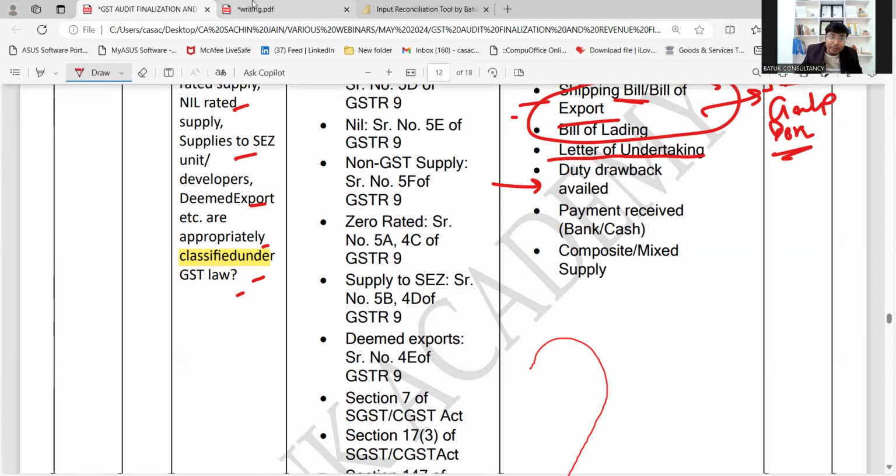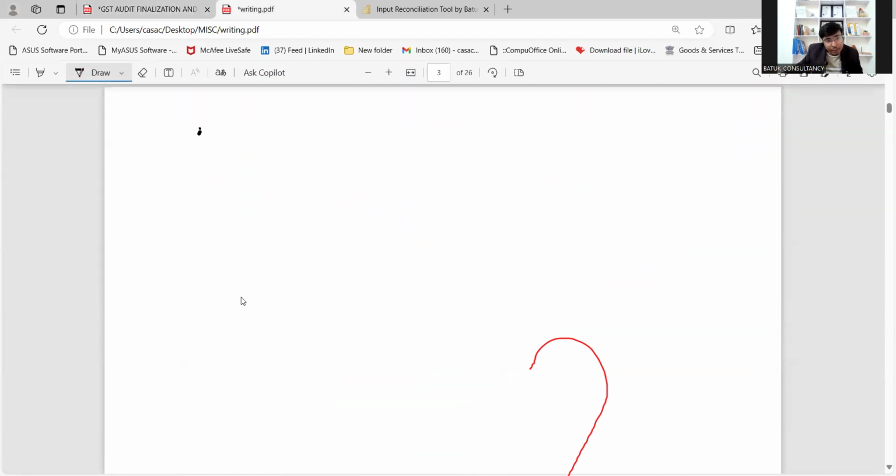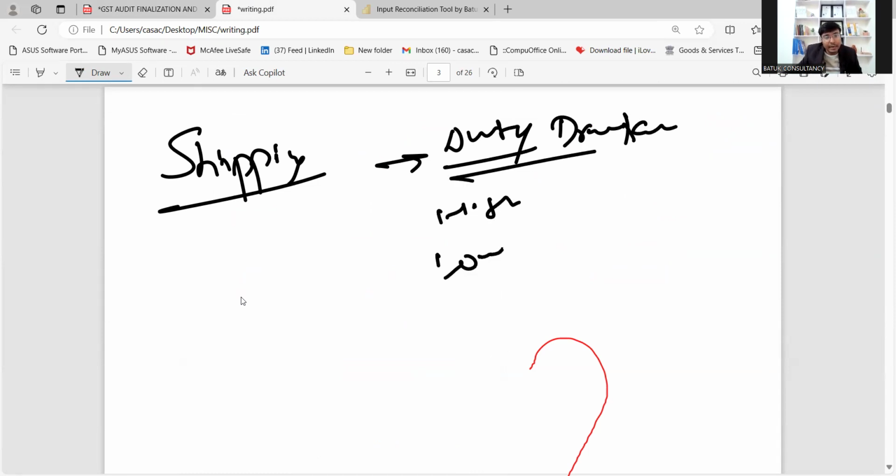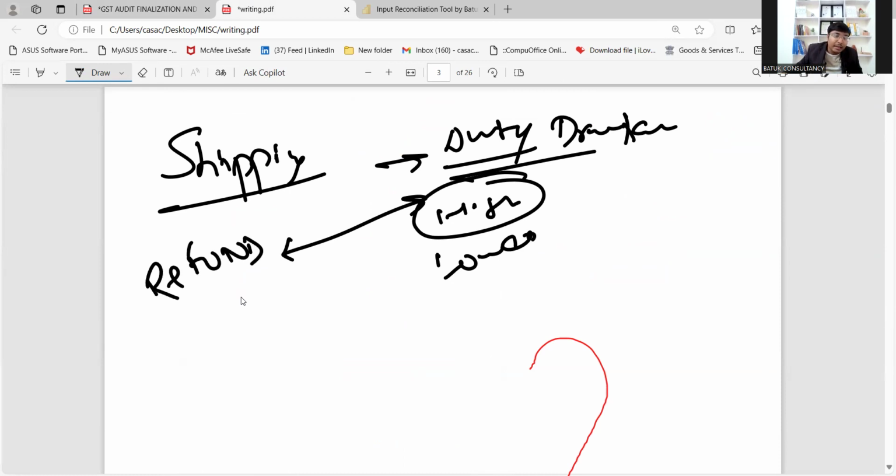Whenever you check the shipping bill, you will find out the duty drawback at a higher rate or at a lower rate. And if that person has claimed the drawback at a higher rate, in that case you just need to ensure that the refund has not been claimed.